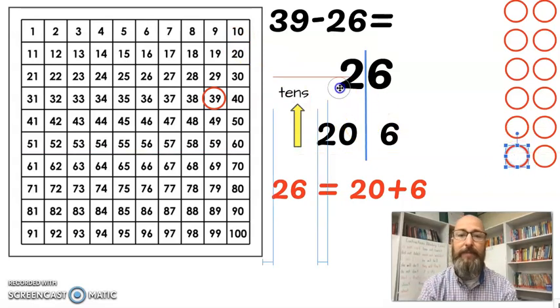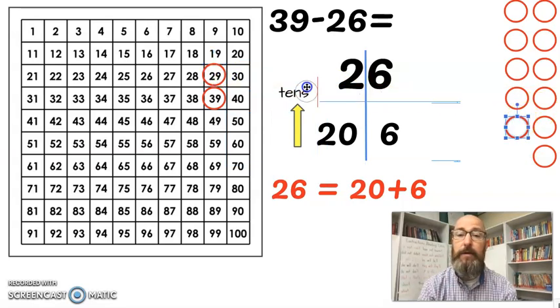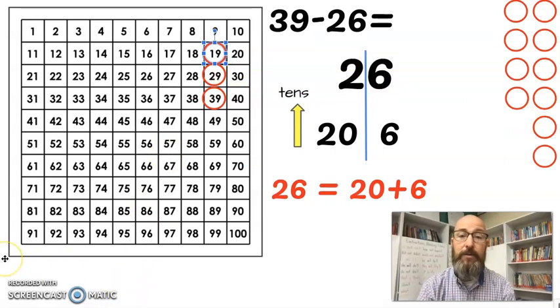Count by 10 with me. 10, 20. So I am at the 20. So I've gone up 20. Now, am I done yet? No, not at all. I still have to subtract the ones.